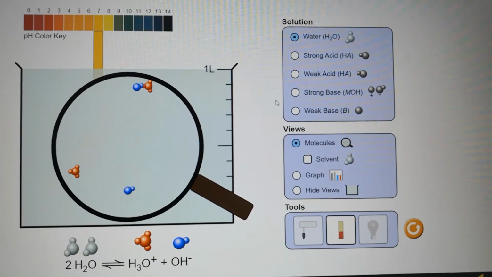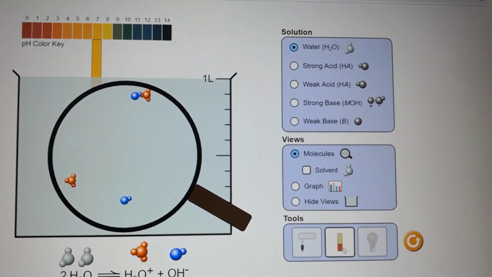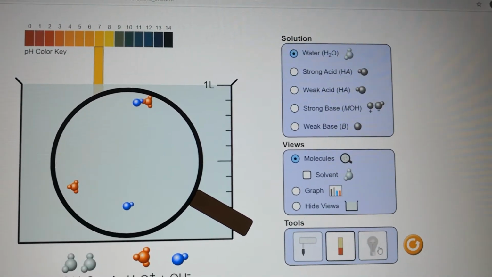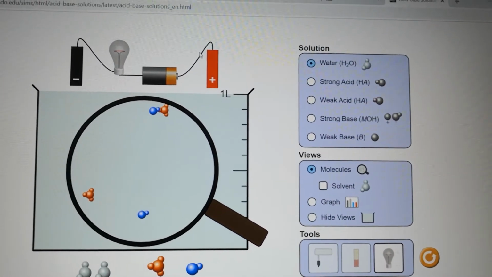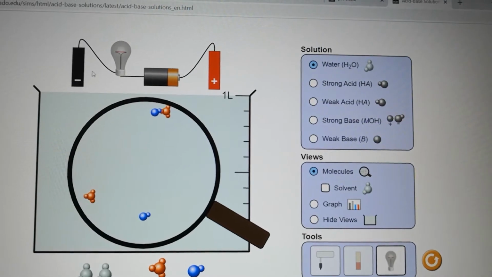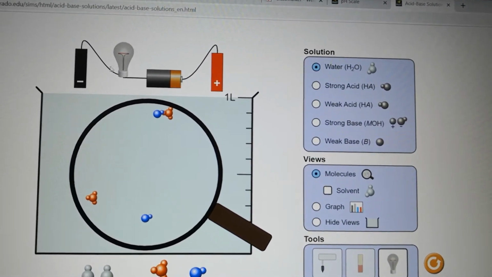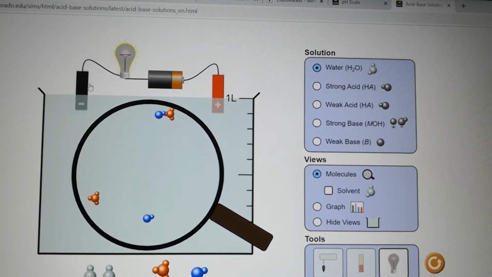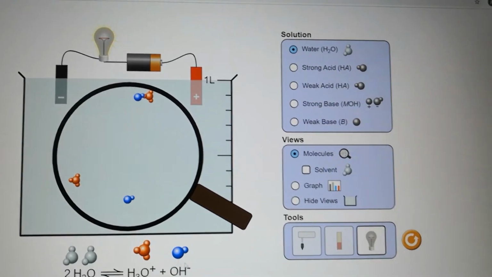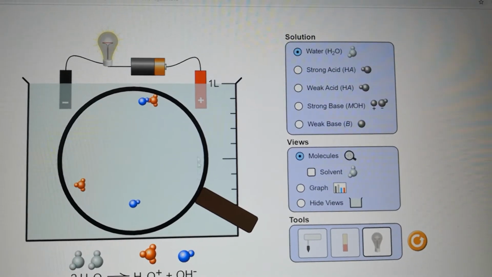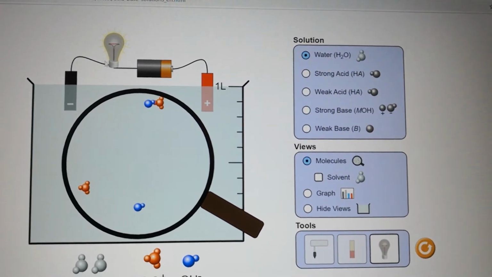You can also test the property of electrical conductivity. So this is a circuit. It's not complete right now. There's no electricity running through it. There is a battery to push the charge around. You have a light bulb. If you put the two ends in the water, you can see that these hydronium and hydroxide ions flow through this closed circuit now, and the bulb lights up.